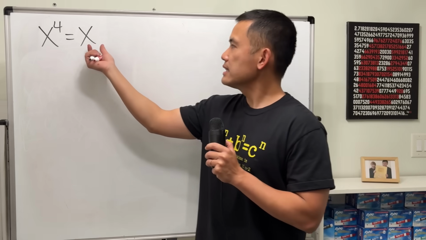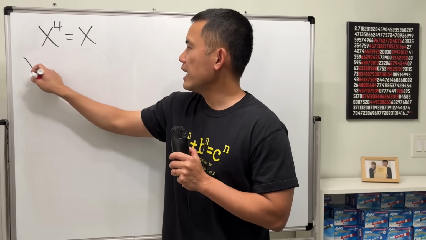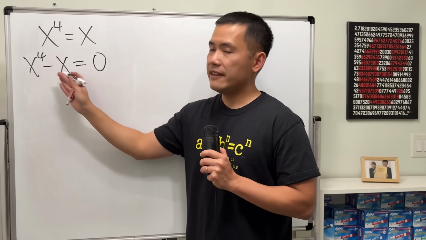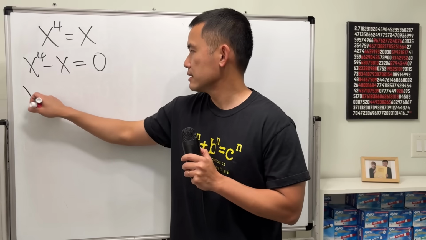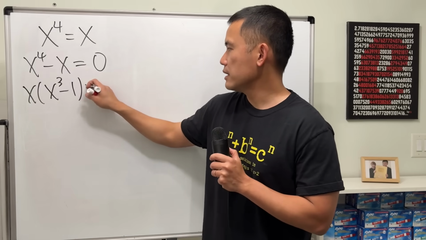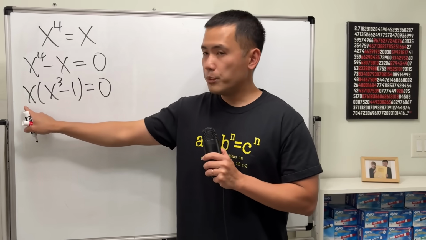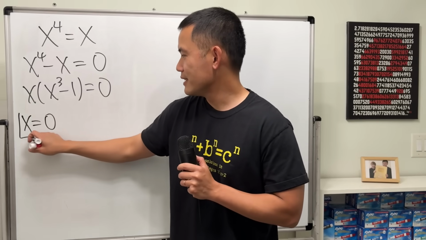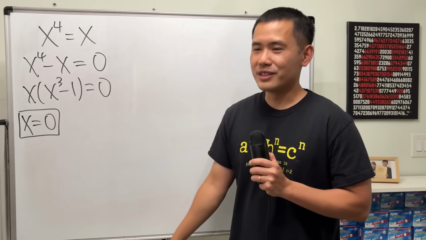So instead, let's bring the x to the other side and we get x to the fourth power minus x equals 0, and then factor out the common factor x. And we have x times x cubed minus 1 is equal to 0. Then we put the first factor equal to 0, and that's it. X is equal to 0. It's one of the solutions.